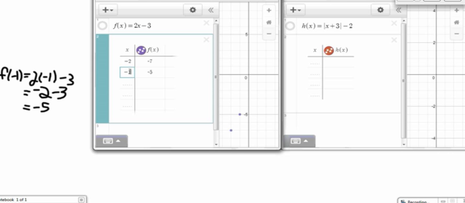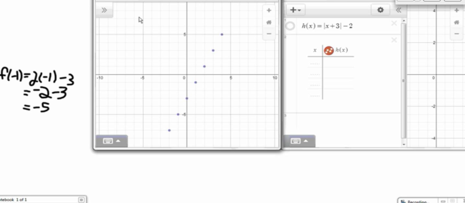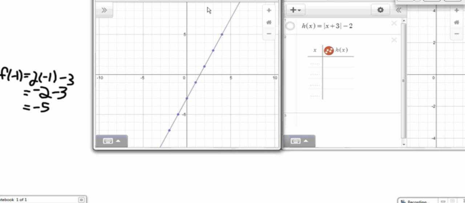So we can keep doing that, or we can just have Desmos do it for us, and we have all those points. You can see them popping up on the screen there. Great, so now we have a graph of f of x, but only for those points on our table. If we want to connect them and find all the possible points, we can make our line, and we'd like to see arrows at either end showing that it keeps on going.